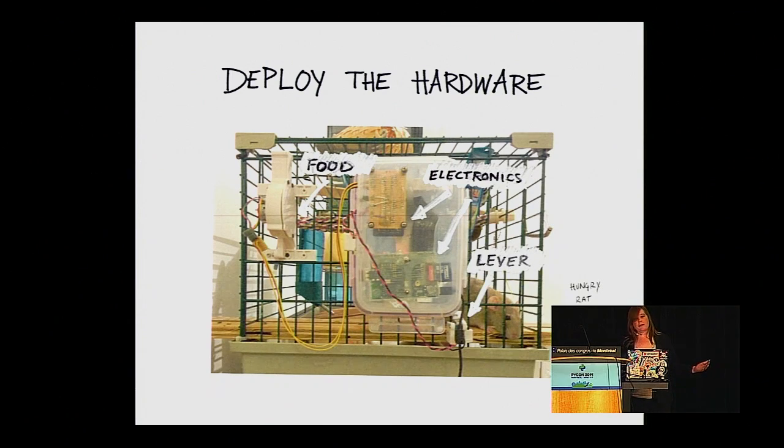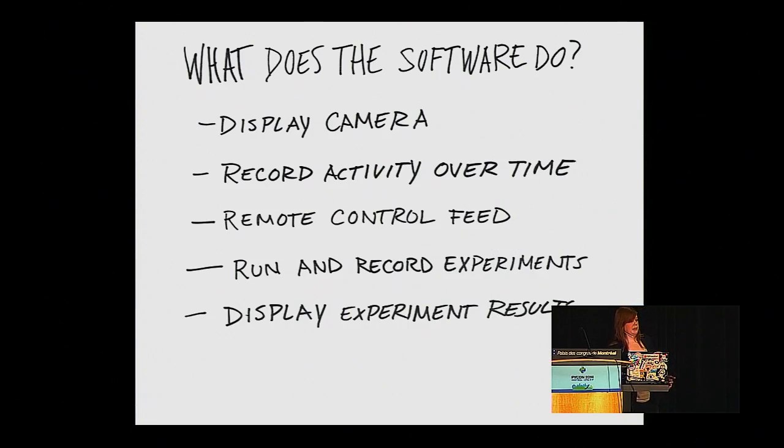So once the hardware was built, it's like, well, how do you build the software to interact with it, right? And not just interact with it, but interact with it over, say, your cell phone or over a web browser versus just running a simple script. So first you kind of spec out what you want to do. So what did I want to do? I wanted to display the images on the camera, record the activity over time, be able to remote control feed the pets. That's a big seller, right?